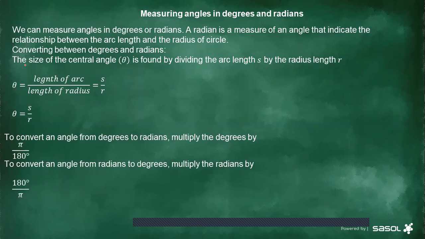And then it says the size of the central angle. The size of the central angle, which is theta, is found by dividing the arc length S by the radius length, which is R. If you are in need of the central angle, then you are going to use this formula that says theta equals S, which is the length of the arc, divided by the length of the radius, which is R. So that is the formula that we are using to calculate the central angle.